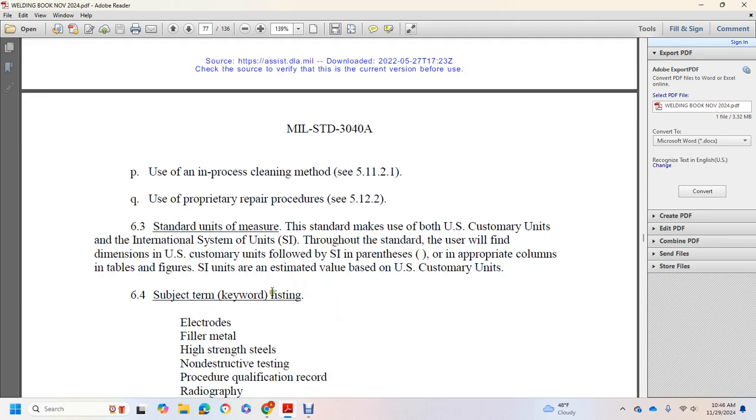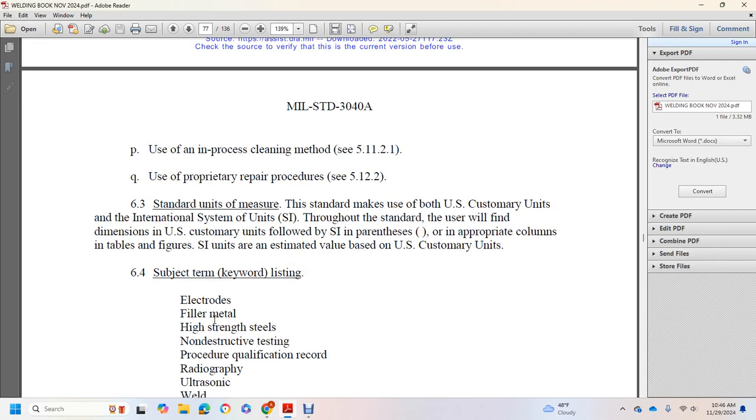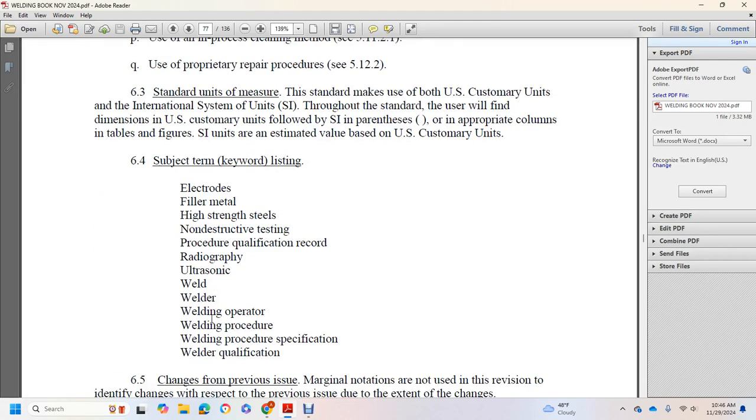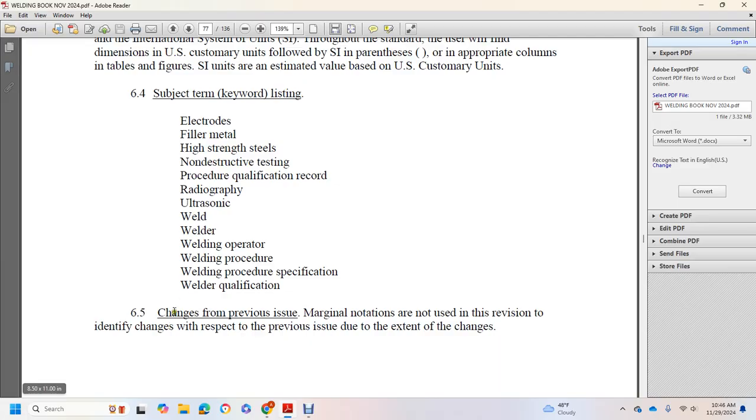Subject term key word listing: electrode, filler metal, high strength steel, non-destructive test, procedure qualification record, radiograph, ultrasonic, welder, weld operator, weld procedure, welding procedure specification, welder qualification.